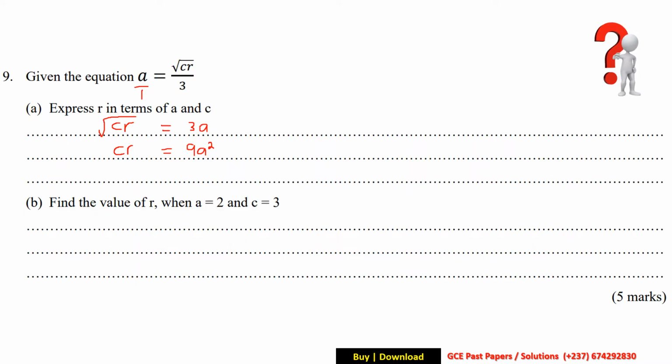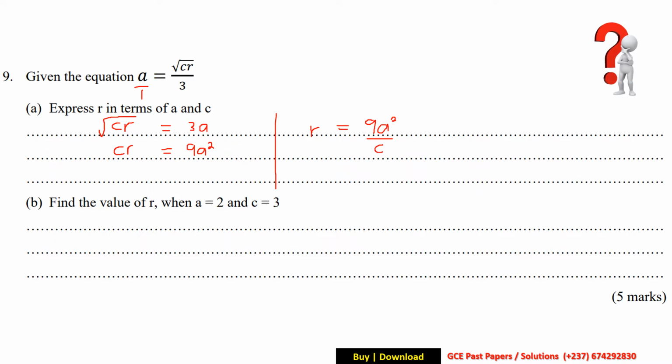Now the last thing that's disturbing us from having this R here is this C. So we now divide both sides by C. We divide both sides by C, we'll be left with R to be equal to 9A squared divided by what? Divided by C.